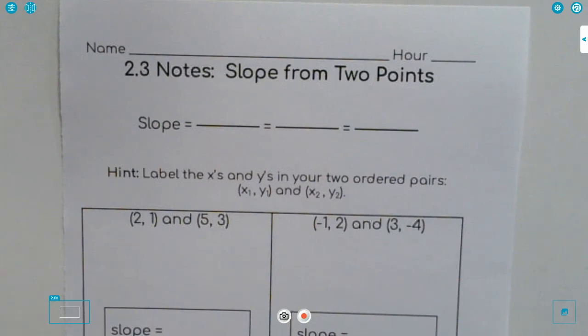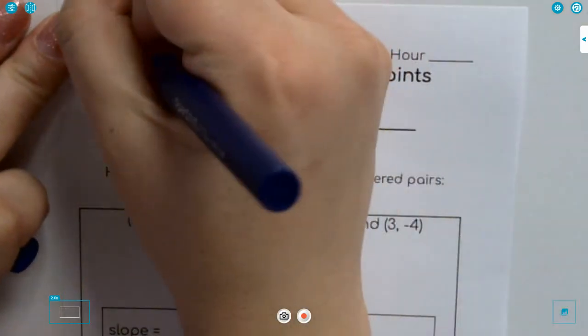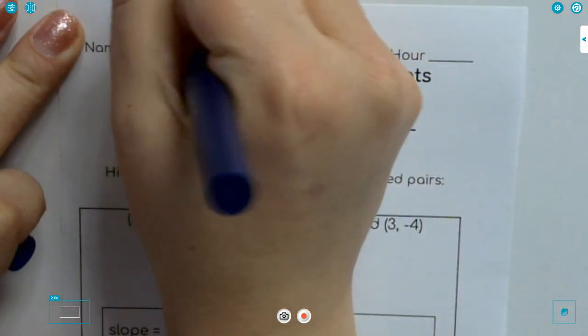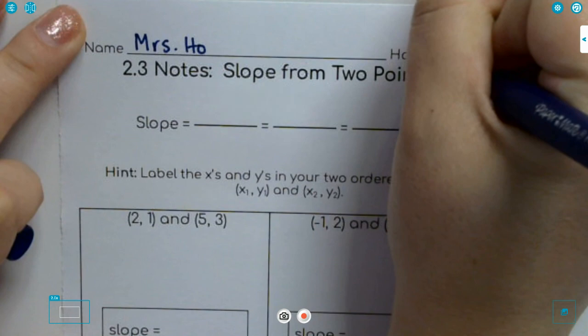This note sheet is shorter than the ones we've done. It is only a front side. So first thing, throw your name on here. This is second hour.